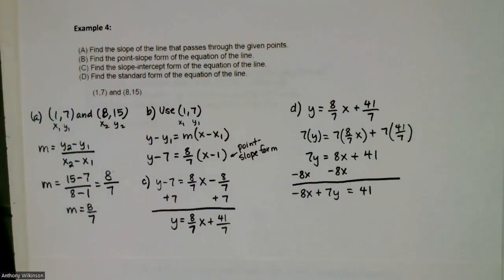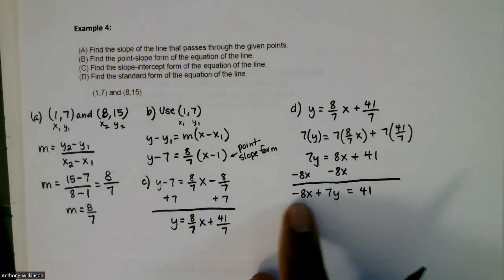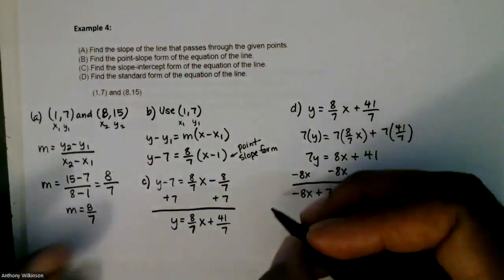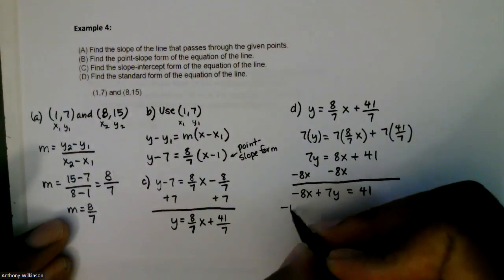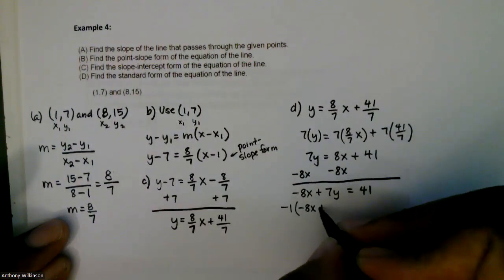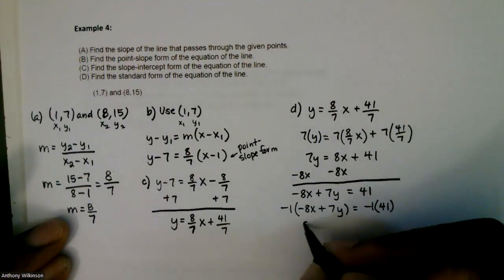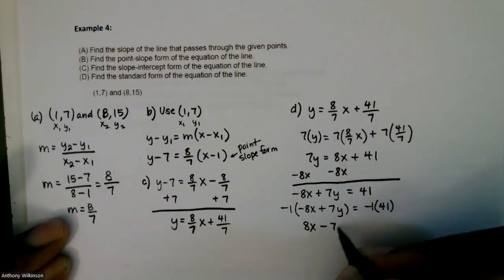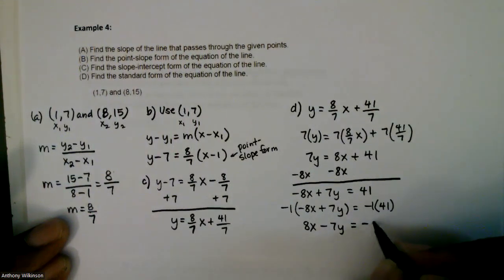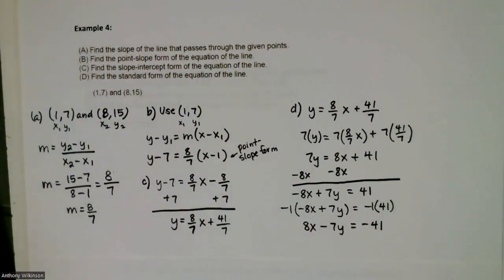Now it's common practice for you to not have the negative sign in front of the x when it's written in standard form. Usually your x is always going to be positive. So to make that negative 8x positive 8x, I'm going to multiply the entire equation by negative 1. So this will become positive 8x, 7y becomes minus 7y, equaling negative 41. So the equation in standard form will be 8x minus 7y equals negative 41.